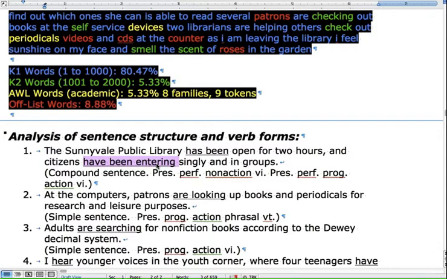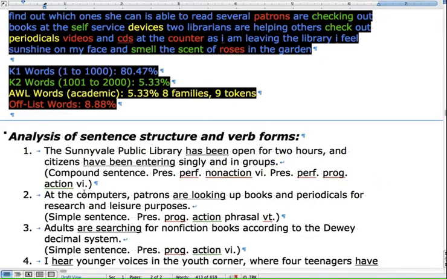So we see have been entering is the present perfect progressive. It's an action verb, and it's intransitive, meaning there is no direct object. Enter does not need an object. It can have an object, for example, to enter the building, enter the library, but it's not required, so you can just say entering. So in this case, it's verb intransitive. Singly means one by one, and in groups obviously means 2 or more people at a time.